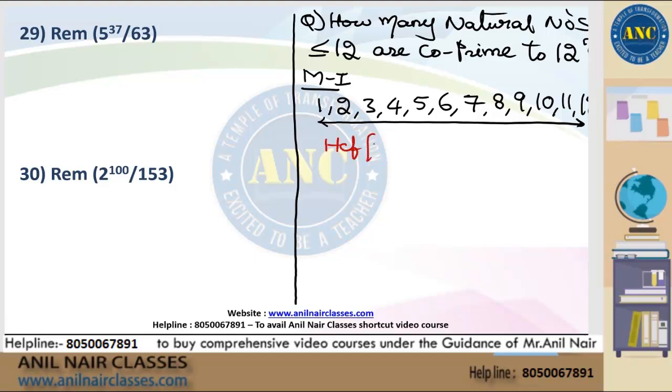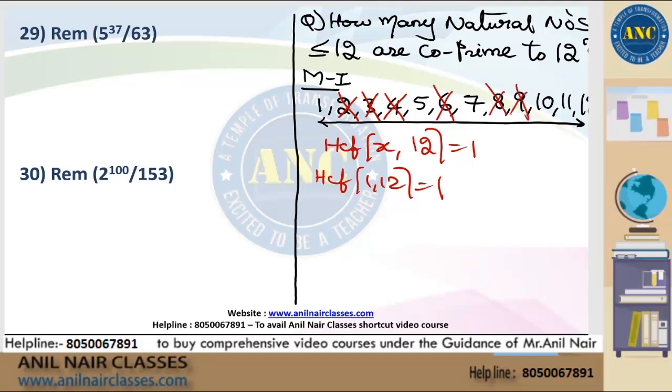HCF of x comma 12 equivalent to 1. How many values are there? 1 is co-prime. HCF of 1 comma 12 is 1. Yes. 2 comma 12, no. 3 comma 12, HCF is not 1. 4 comma 12, no. 6 comma 12, no. 8 comma 12, no. 9 comma 12, no. 10 comma 12, no. 11 comma 12.